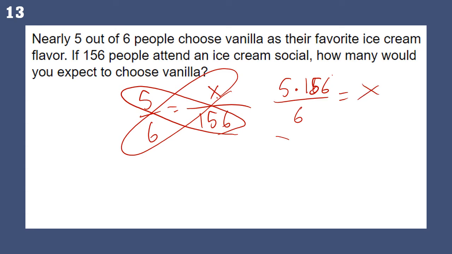We can go ahead and type it in the calculator just to make sure. I do 5 times 156 divided by 6. And then we make sure we say, how many would you expect to choose vanilla? And we get our answer.